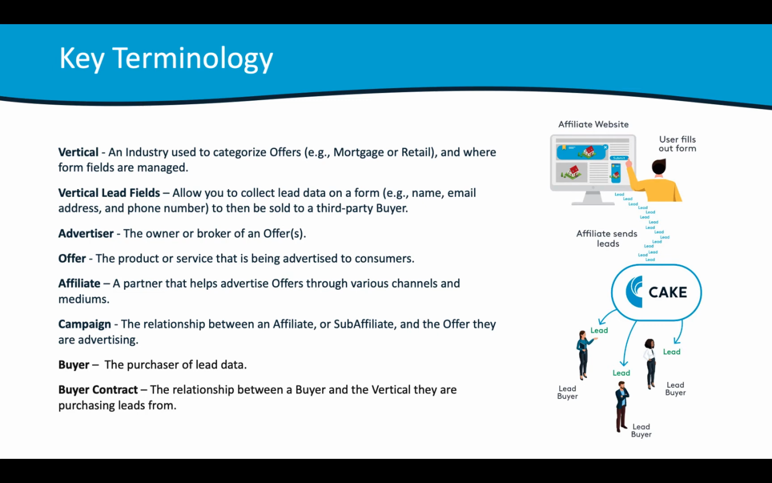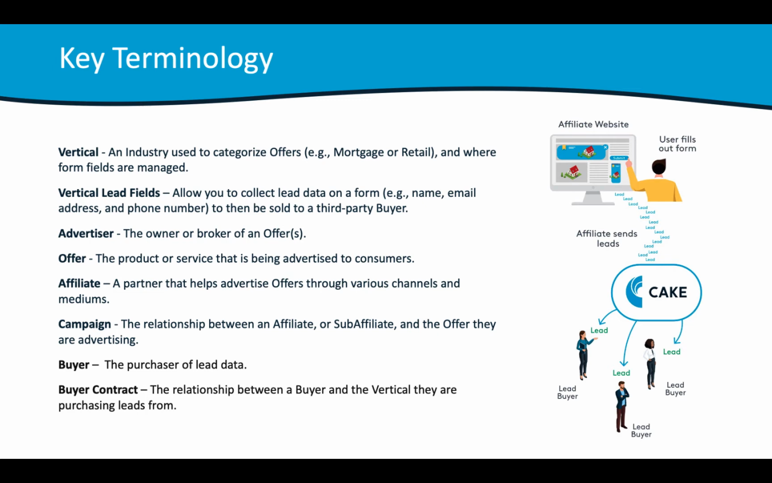Now, once the leads are in the system, the goal is to sell those leads. And you're going to be selling them to a buyer in the platform. So although we have advertiser as kind of the owner of the offer, the buyer is a separate entity altogether, and the buyer is going to be the purchaser of the lead. And the mechanism for purchasing those leads is through a buyer contract. So the contract is going to be the specific type of leads that this buyer purchases and the actual mechanism for getting the leads to the buyer. So the leads have to leave Cake in some way, and we use the buyer contract to do this.